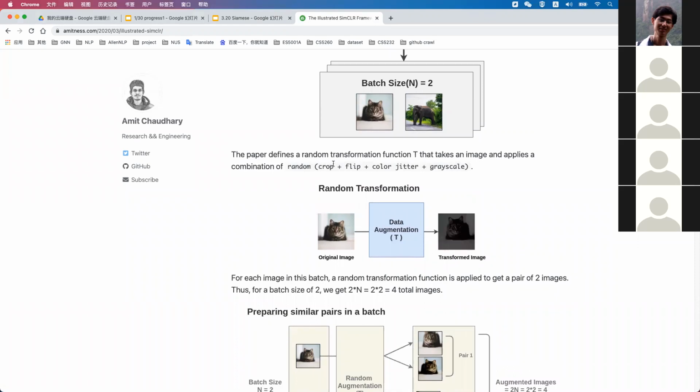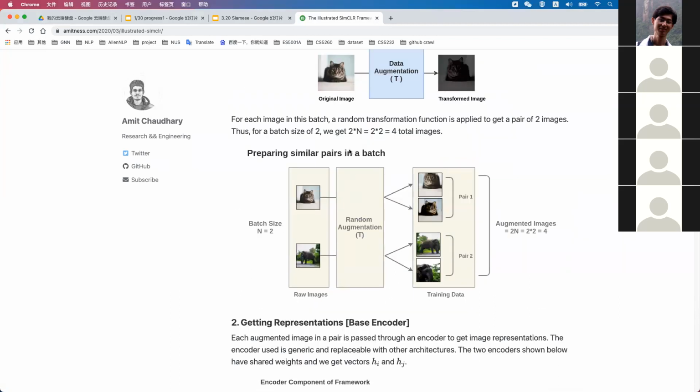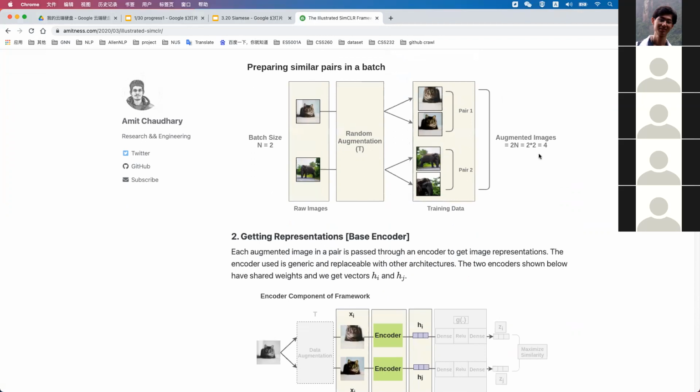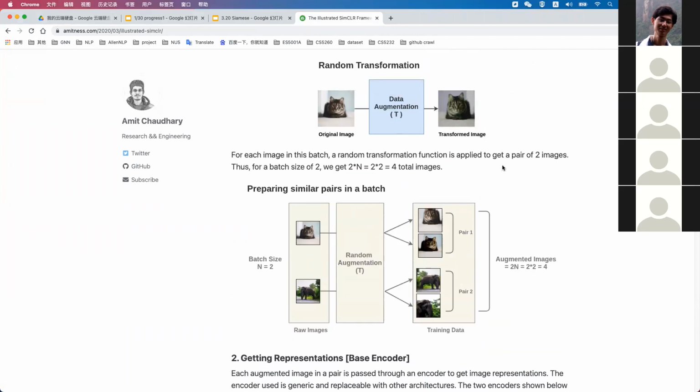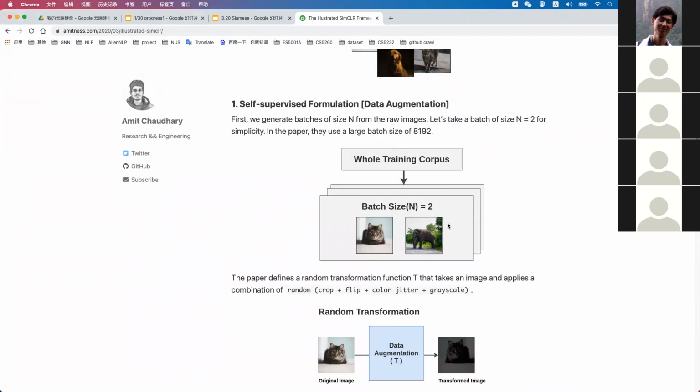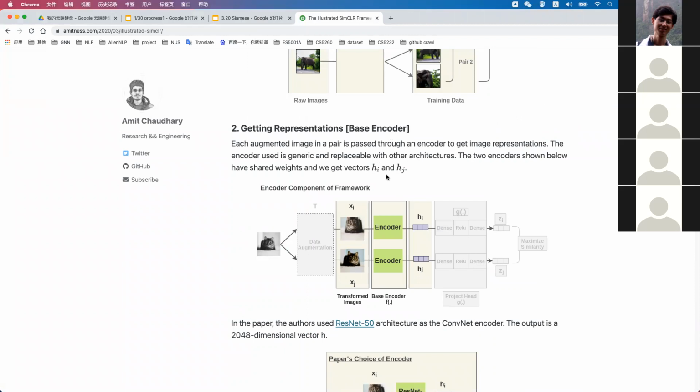And first is the data augmentation. We just apply a very random augmentation. Then for each image in this batch, he transforms it into 4 total images, because it uses 2 data augmentations, and now 2 by 2 gets 4 images in 1 batch. You must remember that it actually used a very large batch size, because there is some question if you use a small batch size. We will talk about that later.